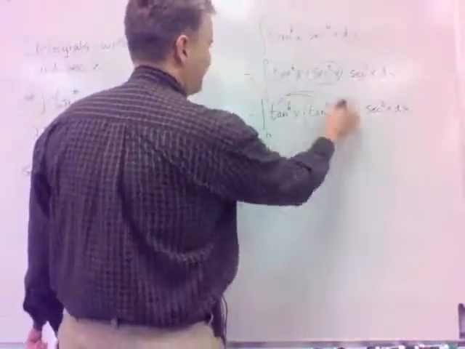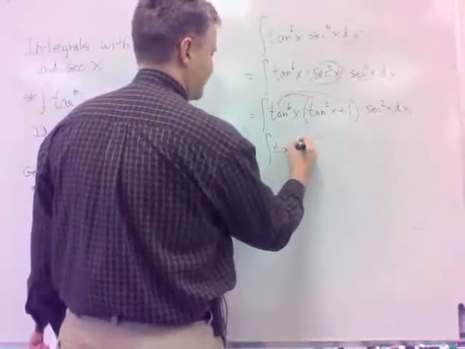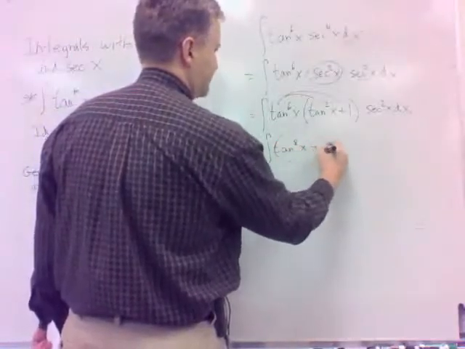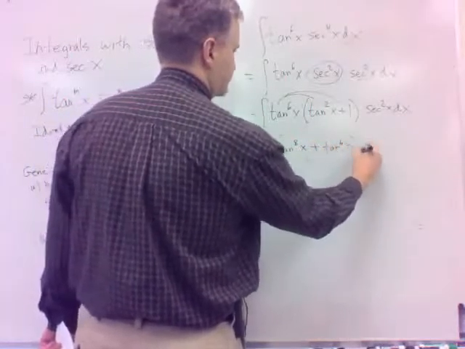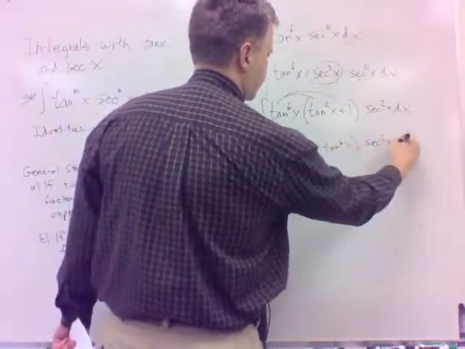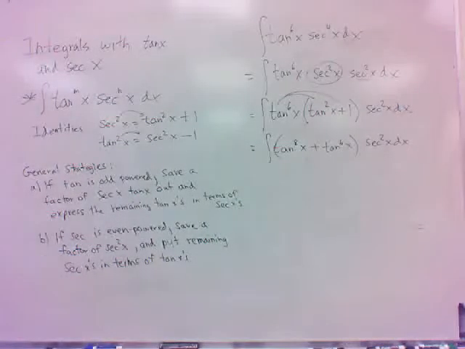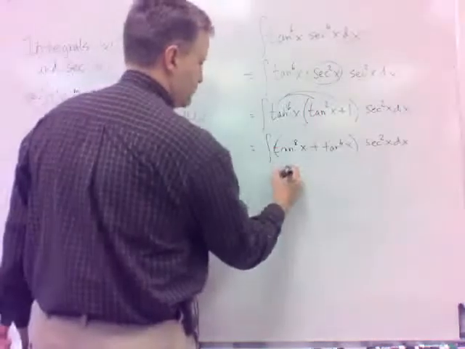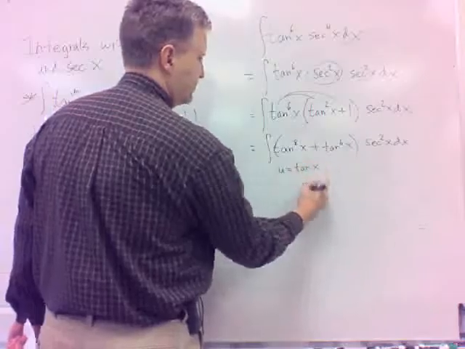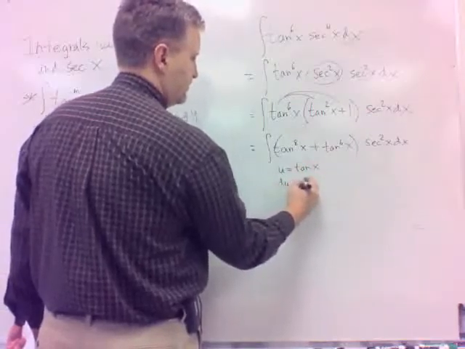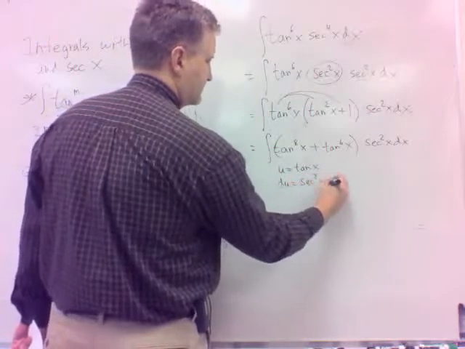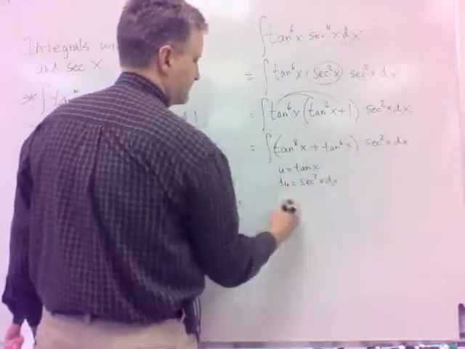All right. So that'd be tangent to the 8th x plus tangent to the 6th x times secant squared x dx. And yes, a u substitution is going to work out nicely here. u is tangent, so du would be secant squared x dx. That's going to work out nicely, isn't it?